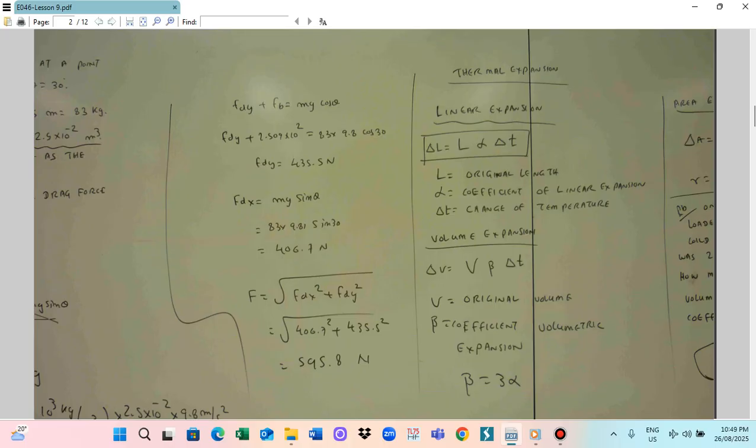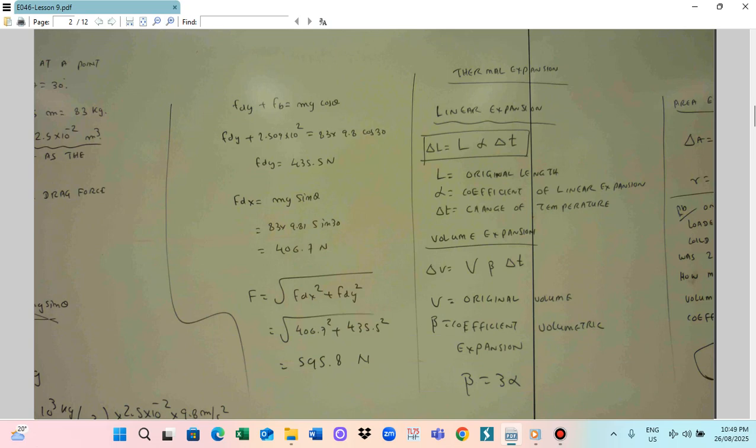In this case, you also need to calculate FDA. So FDA's formula is FDA is equal to mg sin theta. So the mass is 83, g is 9.81, sin 30. So then you get FDA is 406.7 Newton. So FDY and FDA we can calculate this way.